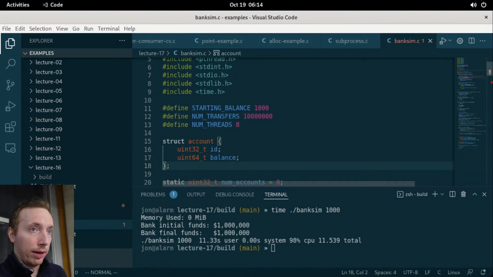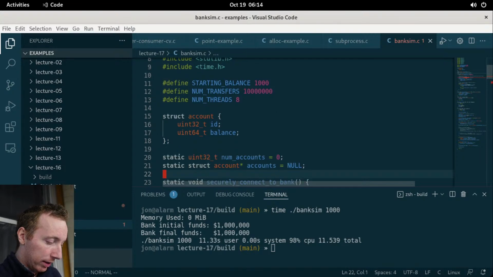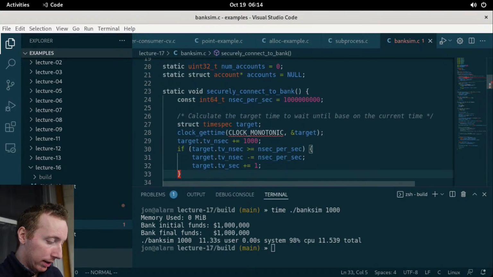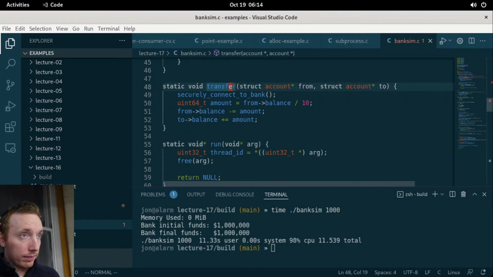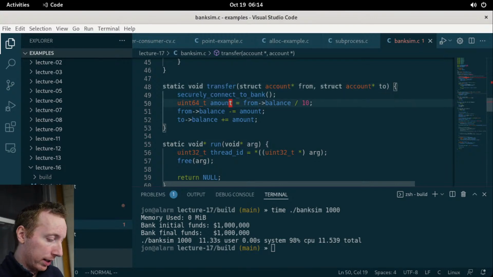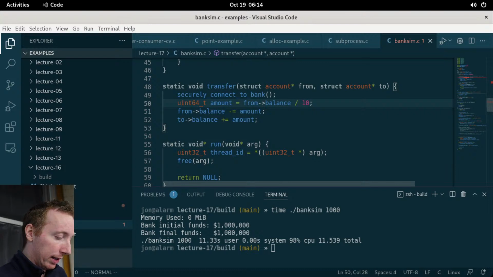Here's the struct that represents an account. It has an identifier, and it has a balance. Makes sense. And then here's a function we can ignore that simulates connecting to the bank. Here's our transfer function. It's already picked an account to send from and to. So we have to securely connect to the bank. And then we figure out the amount we have to transfer, which is just 10%. So we just divide the current balance by 10. And it's integer division, so it can round down. That way we don't send negative money or anything weird like that.